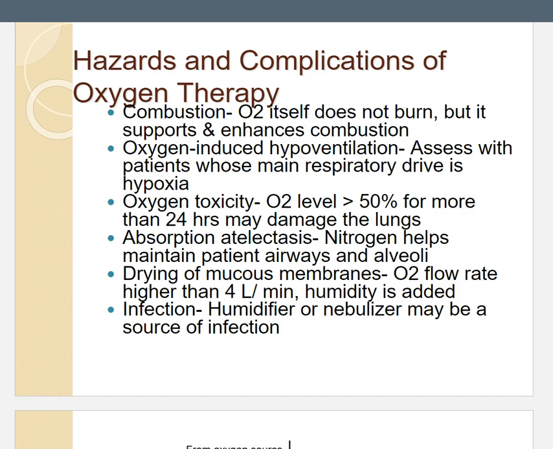This is the one I just talked about earlier, oxygen-induced hypoventilation. We assess with patients whose main respiratory drive is hypoxia. And think about our patients that have COPD. They have high levels of CO2, which we call hypercarbia. And usually their CO2s are high and their PaO2s are low. That loss of sensitivity to high levels of PCO2 is called CO2 narcosis, and that decreased O2 level is their hypoxic drive to breathe.